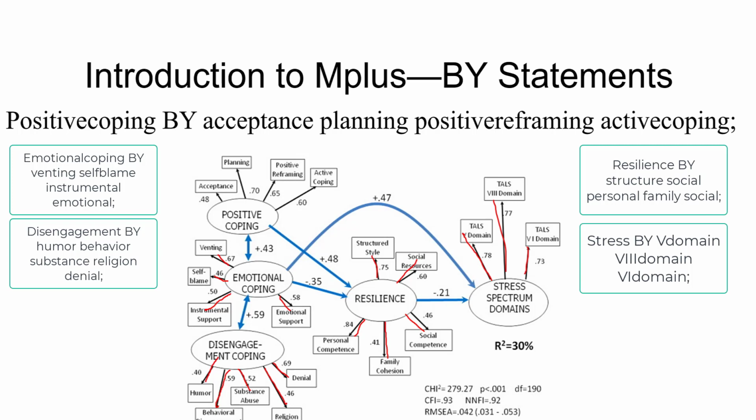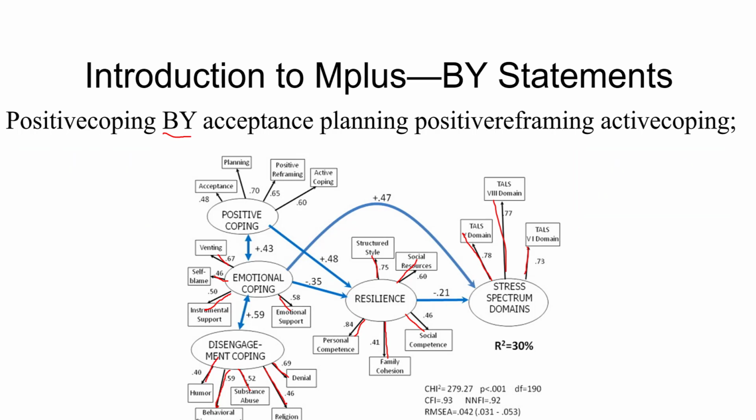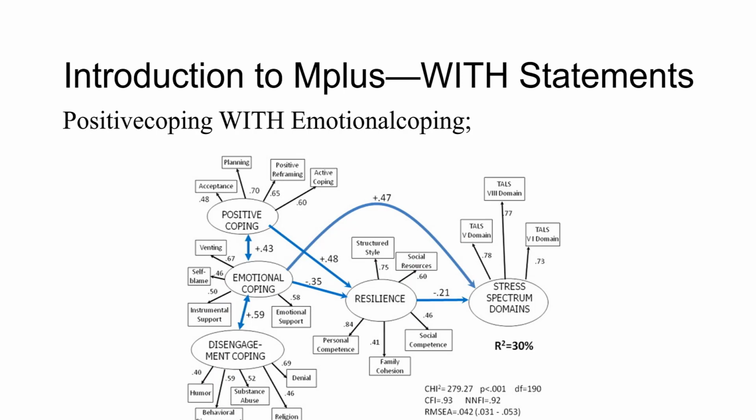So we've got 5 different factors, so we need 5 BY statements, factor by each of those. So it looks like a complicated model, but from a syntax standpoint, it's relatively simple to indicate how these factors are created. Another statement that we'll use in M+ are WITH statements, and WITH gets at correlation. So these are going to be our double-headed arrows, so correlation.